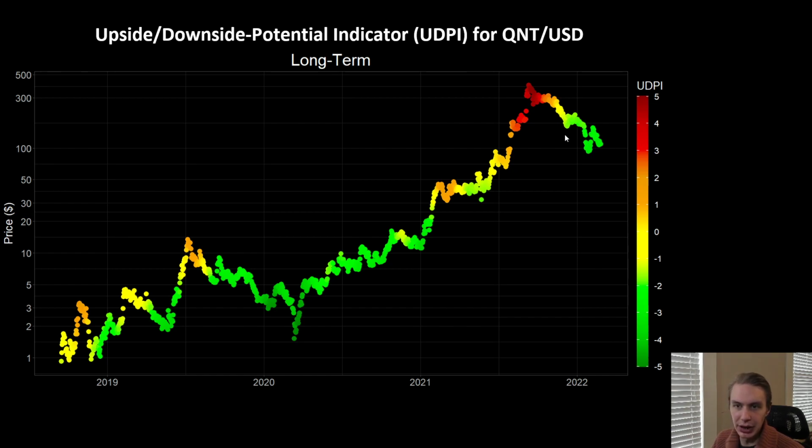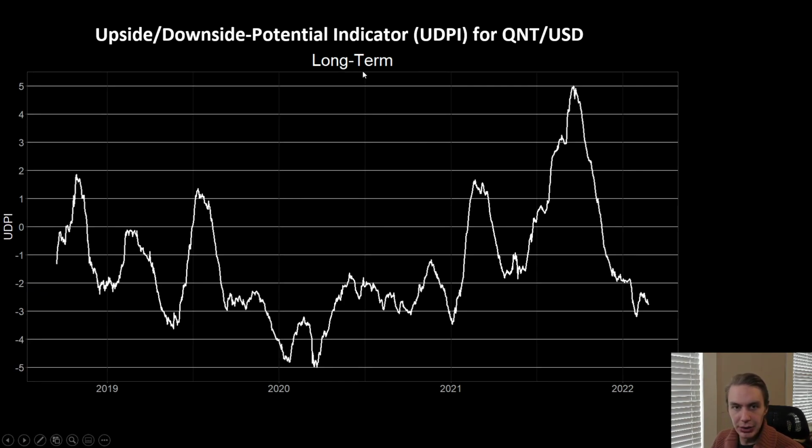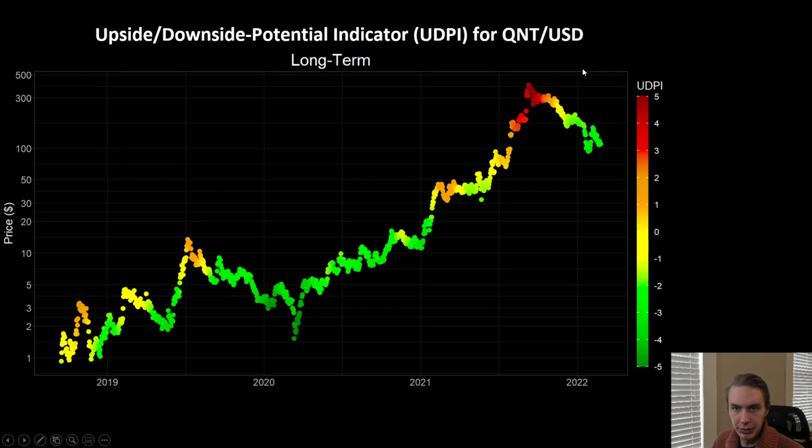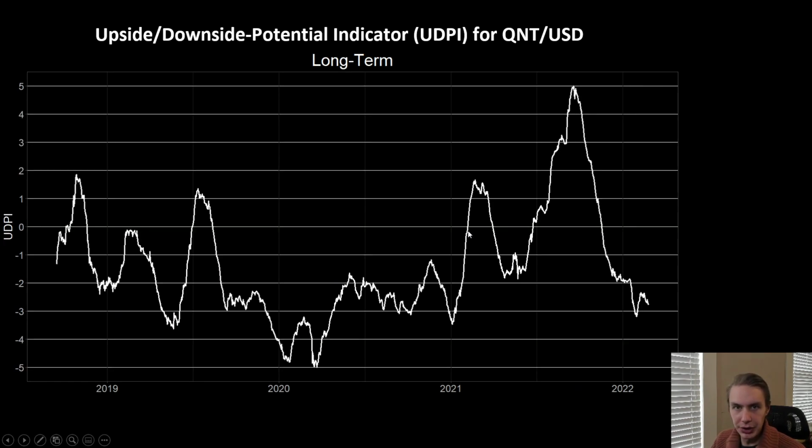And you probably have noticed that we are down in the green zone again, which I think is notable. So I'm showing you here the long-term UDPI. This is the raw output of the model, just the UDPI plotted on the y-axis here. The long-term version of the UDPI cares about moves that play out over months to years, so these longer, more macro type moves. We have other time frames that we also have UDPIs for. I'll show you in a minute.